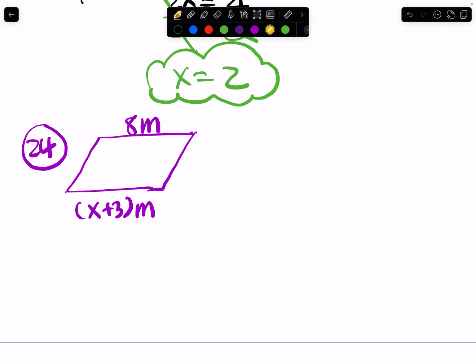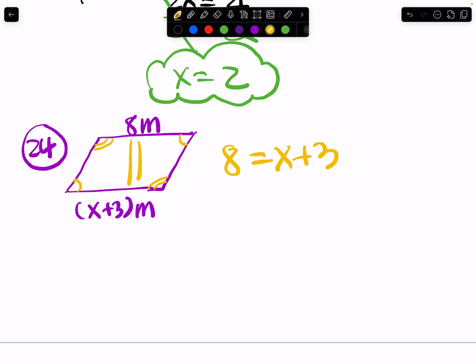All right, so you learned in class today that in a parallelogram, opposite sides are congruent. Therefore, the lower left side must be congruent to its opposite. Upper left corner must be congruent to lower right corner. And you also learned that opposite sides are congruent to each other, meaning their lengths are equal. Therefore, 8 is equal to x plus 3.